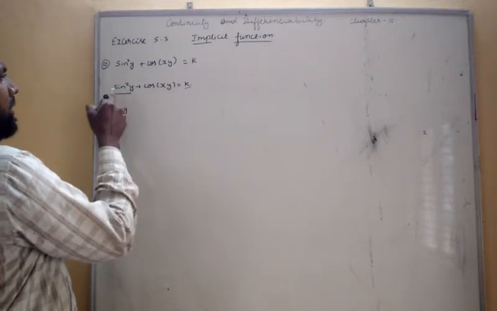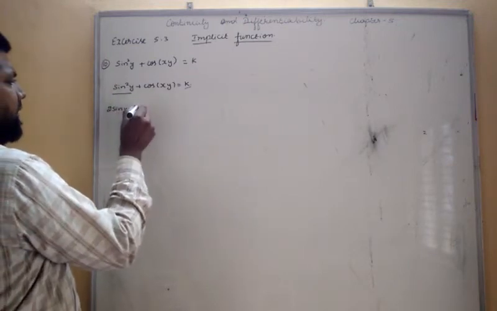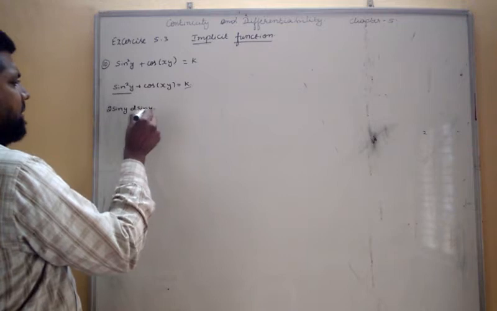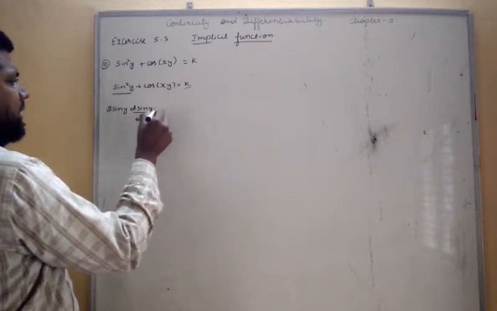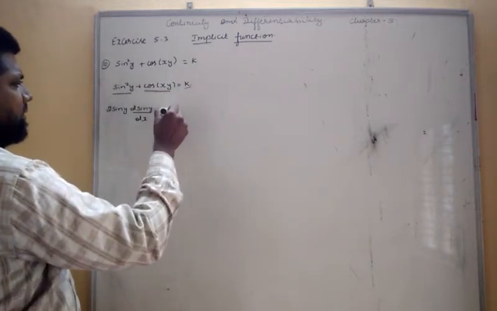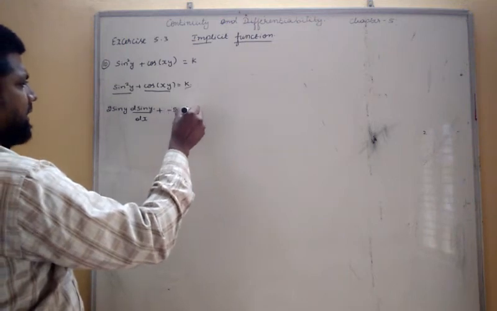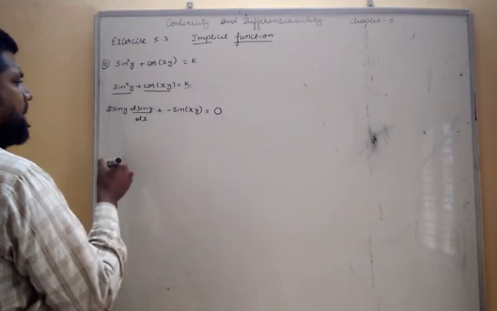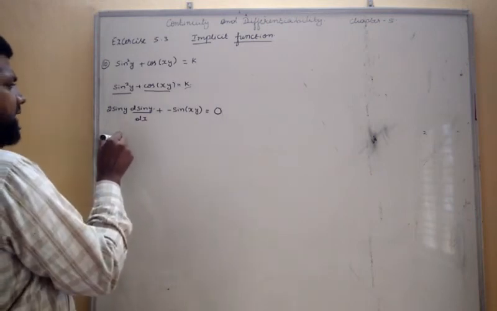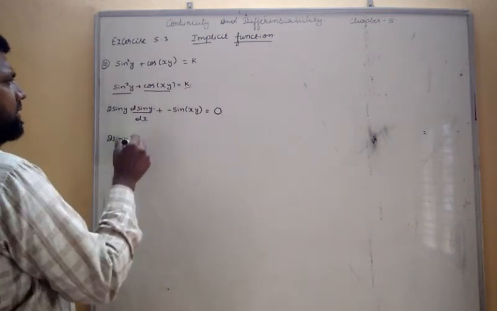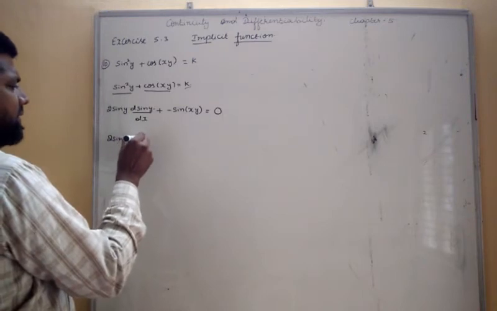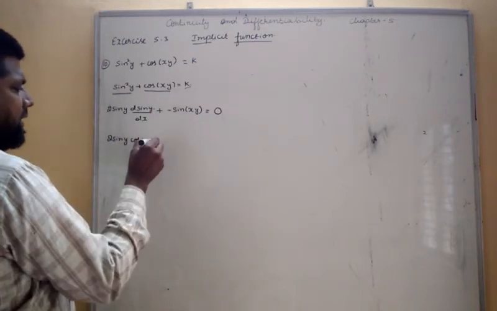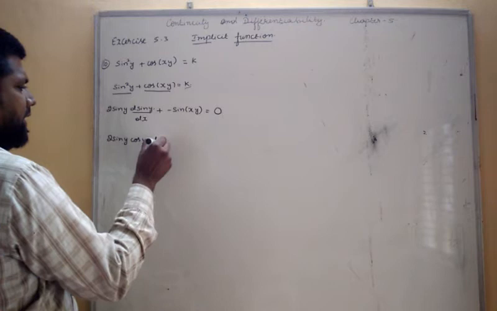2 sin y, then the differentiation of sin y. We have to differentiate sin y in the place of x. Cos differentiation is minus sin of xy, and the constant means 0. Then 2 sin y, and sin y differentiation is cos y. Again y is there, so dy by dx.